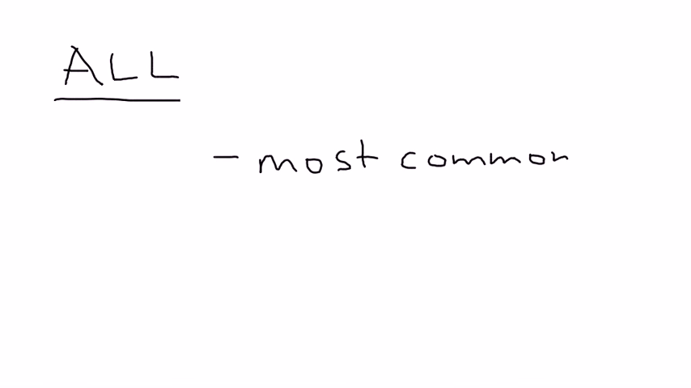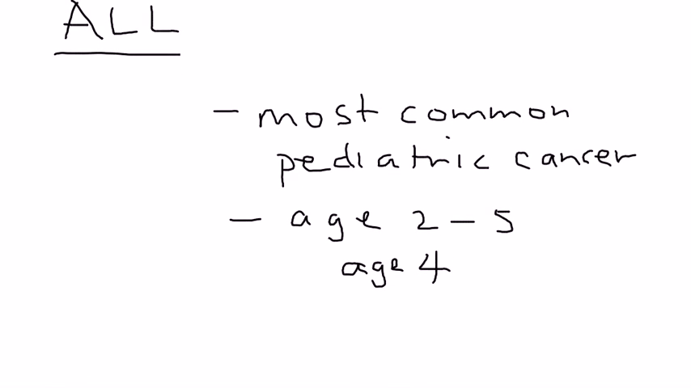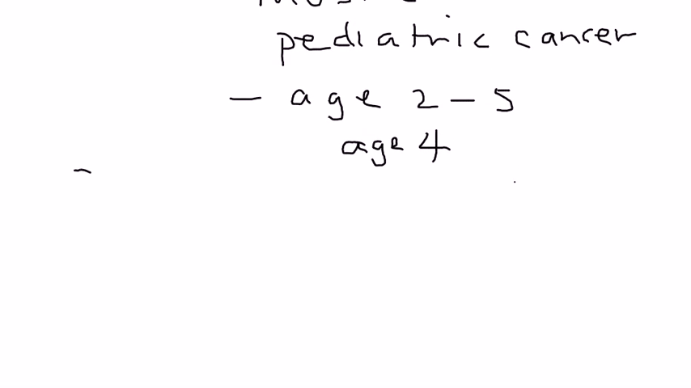So we have ALL. That's what we're going to talk about today. Before I jump right into the symptoms, I just want to talk about the fact that this is, interestingly, the most common pediatric cancer. The average or peak incidence is between ages 2 to 5, with age 4 being the most common on licensing exams and in the real world as well. Okay, so now let's talk a little bit about symptoms.